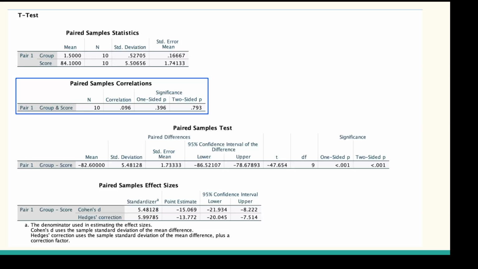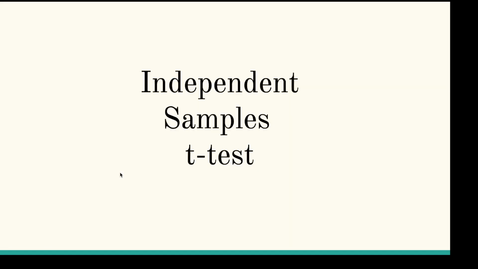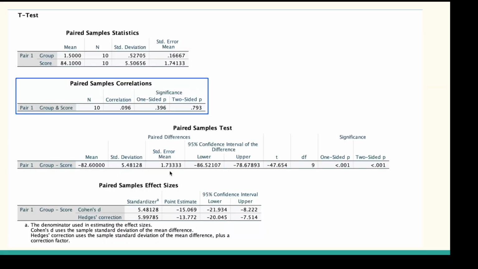The standard deviation of the differences right here between the paired scores measures the amount of variation or dispersion among these differences in the data, and the standard deviation of the differences is 5.48128. And next we're going to go on to standard error mean.